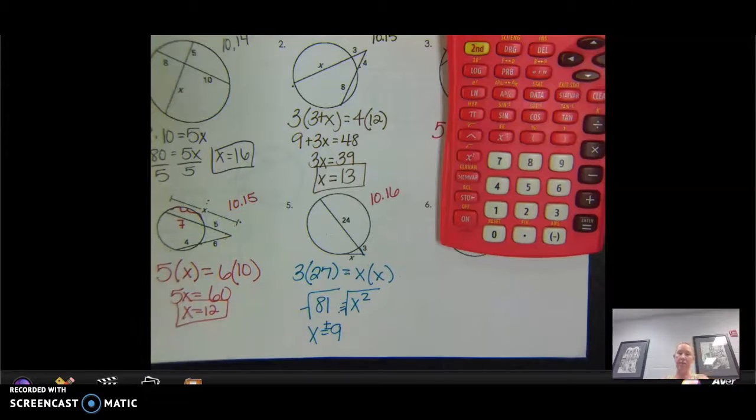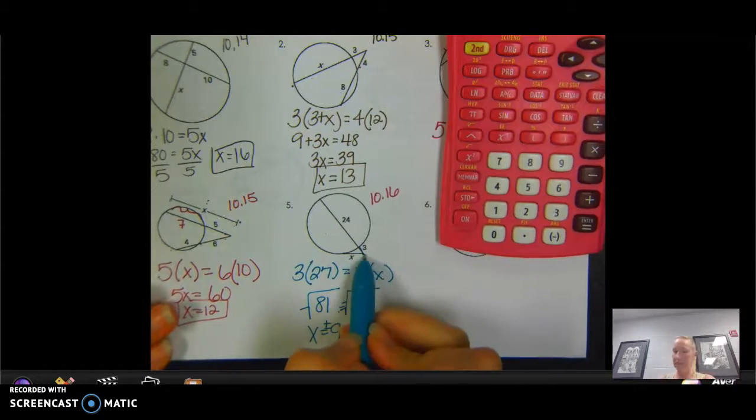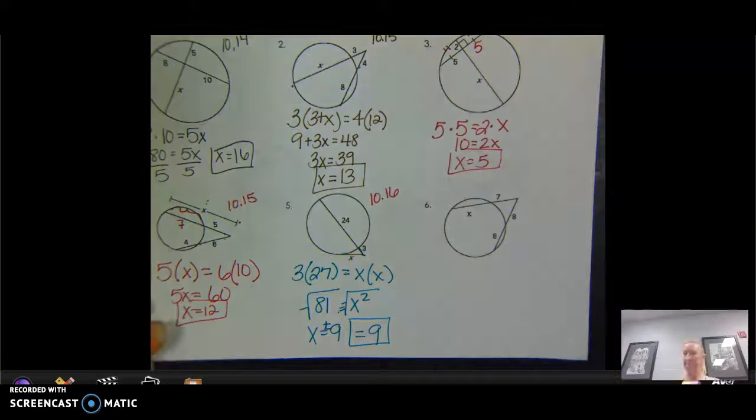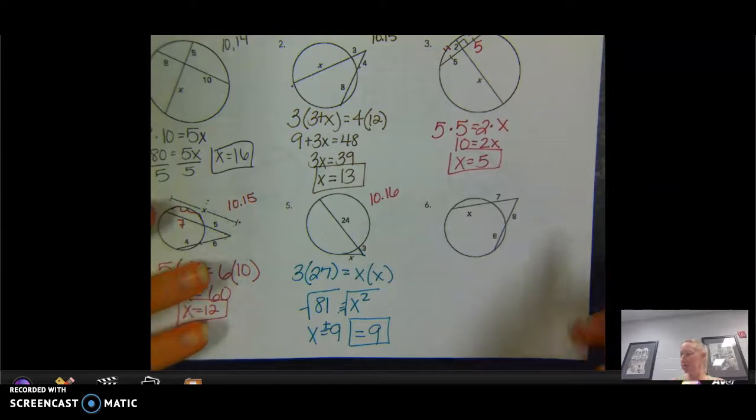So we actually have two answers there. However, we're talking about a distance. And so in this situation, a distance doesn't make sense, so x actually just equals 9 in this situation. Okay, number 6. Go ahead and pause me and try number 6 on your own.